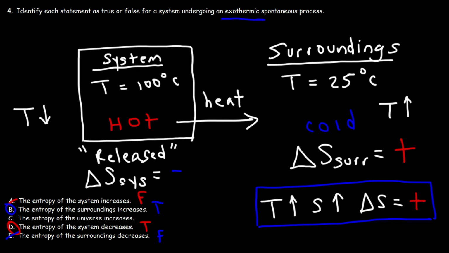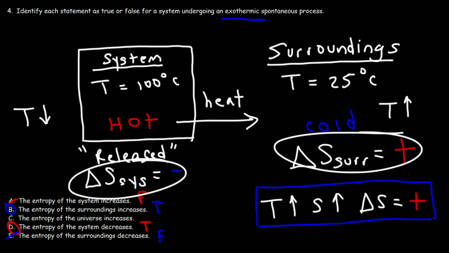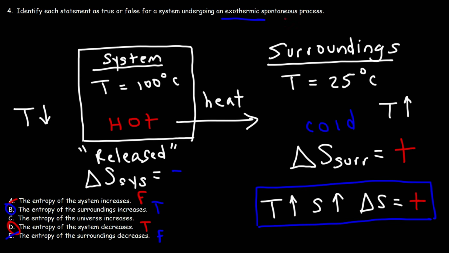Now what about C? The entropy of the universe increases. We don't know the relative magnitudes of these two. So looking at the signs of delta S of the system and delta S of the surroundings, we can't tell which one is bigger. However, we were told that this process is spontaneous. And based on the second law of thermodynamics, as it relates to entropy, the entropy of the universe always increases for a spontaneous process. So C is a true statement as well. Therefore, B, C, and D are true statements in this problem.